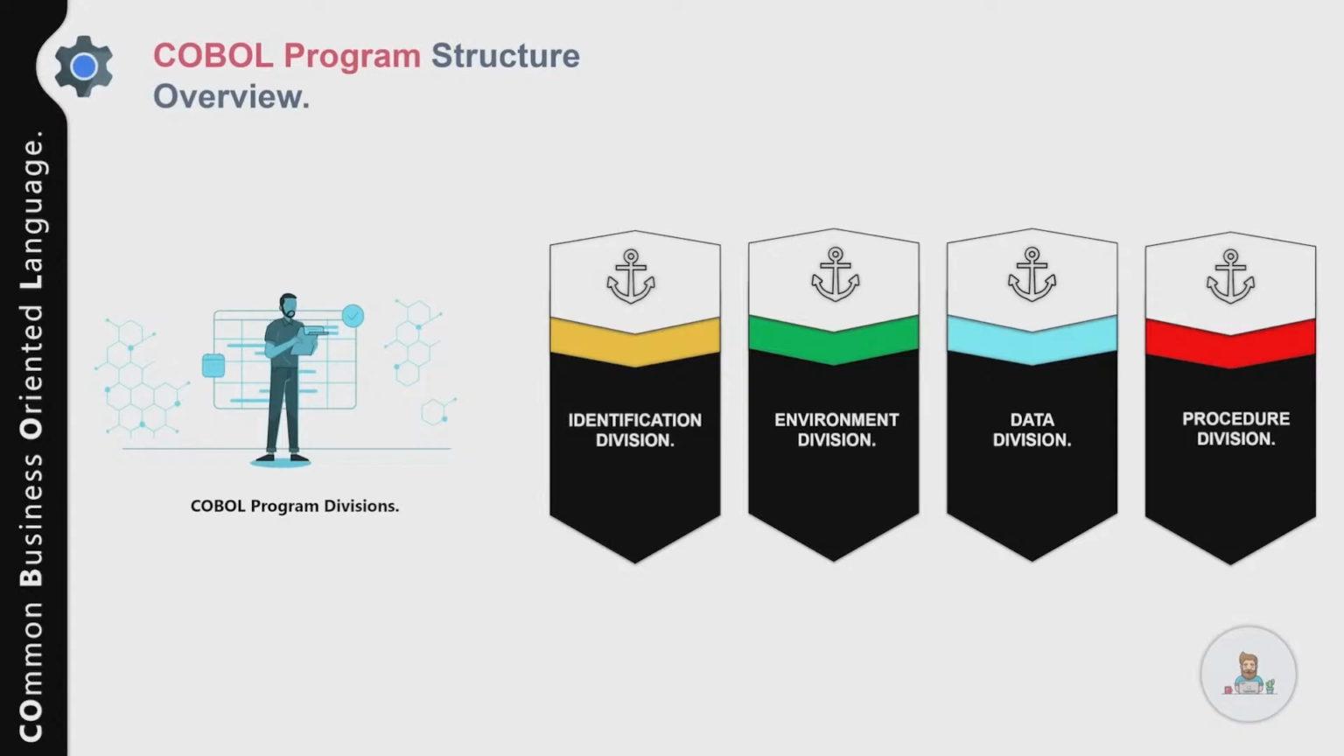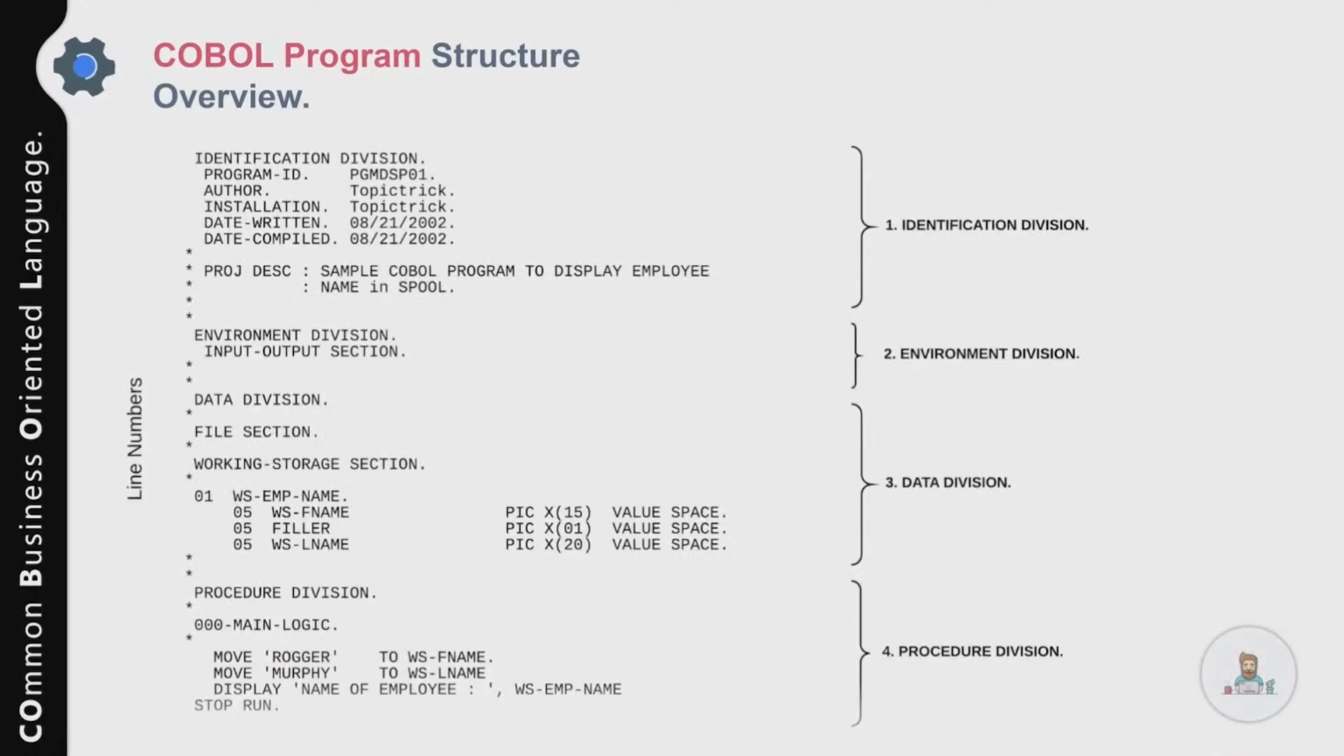Now, let me showcase a sample COBOL program so that you can understand how exactly the entire program is divided into different divisions. So in this program, you have 4 divisions, and these 4 divisions we have precisely discussed a couple of minutes back. So first one is identification division, then you have environment division, then third one is data division, and the last one is procedure division. So this is how you structure your COBOL program.